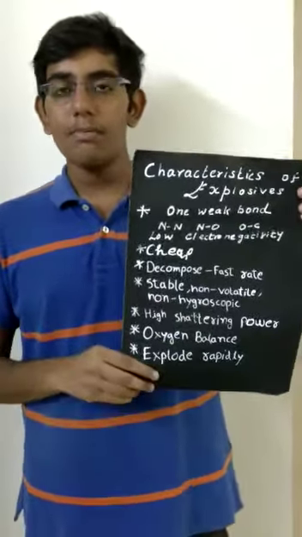It should have high shattering power so that it could break the things beside it. Then oxygen balance. The explosive which you are using should have a positive oxygen balance. Oxygen balance means the amount of oxygen present so that it could oxidize C into CO2.